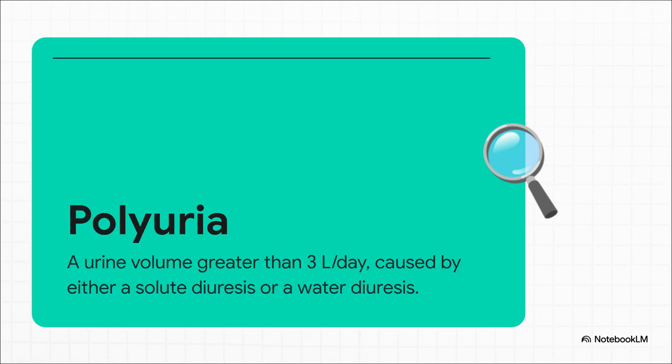Then, on the complete opposite end, you've got polyuria, making more than 3 liters of urine a day. And this isn't just about drinking a lot of water. It really boils down to two basic mechanisms. Either you're getting rid of too much solute, like all the glucose in uncontrolled diabetes, or you're losing way too much free water, which points to a problem with antidiuretic hormone.